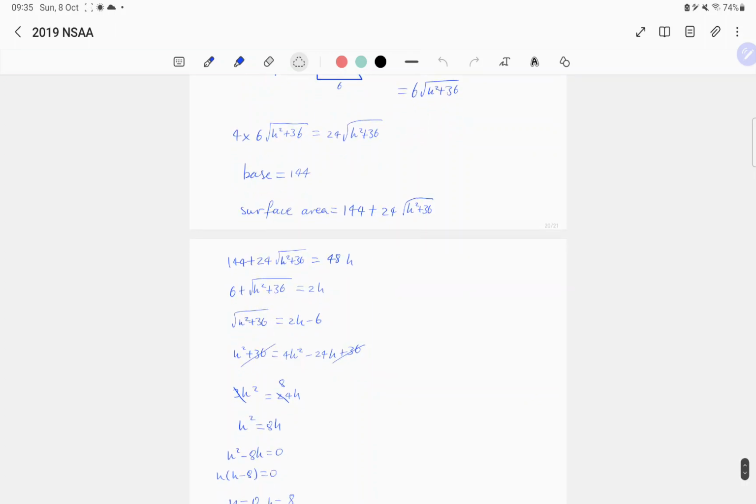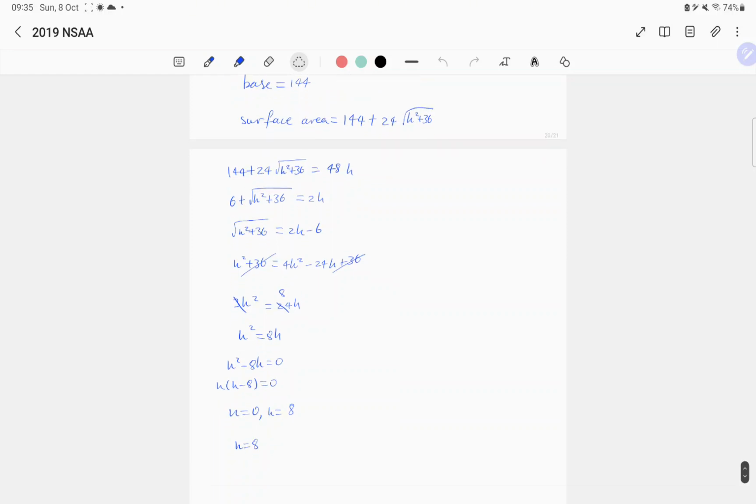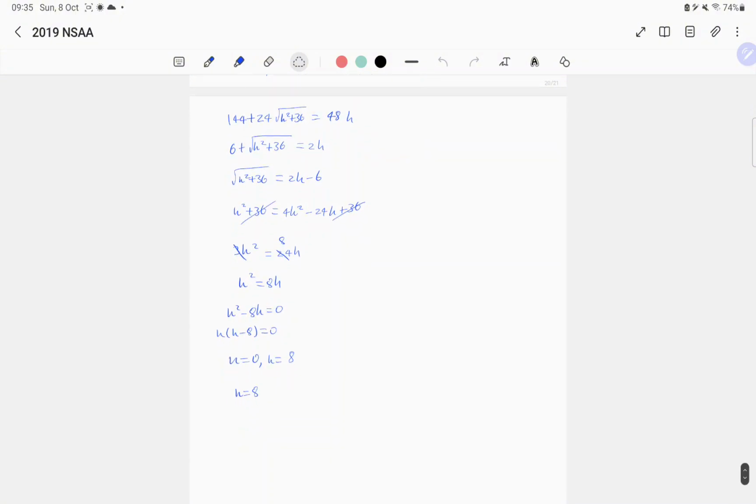Dividing both sides by 24, we have 6 plus square root of h squared plus 36 equals 2h, and therefore the square root of h squared plus 36 is 2h minus 6. Squaring both sides gives us h squared plus 36 equals 4h squared minus 24h plus 36. This simplifies to 3h squared equals 24h. h squared therefore equals 8h, and h squared minus 8h equals 0. h(h minus 8) equals 0, and therefore h equals 0 or h equals 8. Since h is a positive length, we have h equals 8.